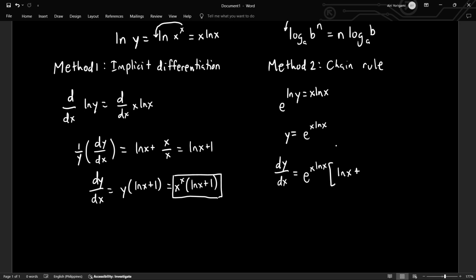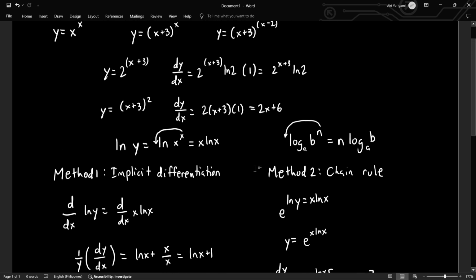Then derivative of ln x, that's 1 over x multiplied by x, or just simply 1. Now we can simplify this. This is now equal to e raised to x ln x times the quantity ln x plus 1. e raised to ln x is just simply x, so it's x raised to x times the quantity ln x plus 1. And as you can see, the answer that we got is the same.